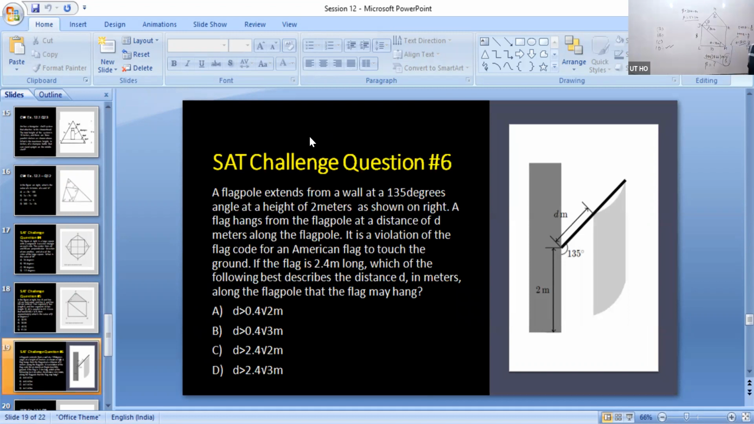This is also a good question. Sir, option A. Okay, option A, D is greater than 0.422. Sir, this was a very weird question actually.